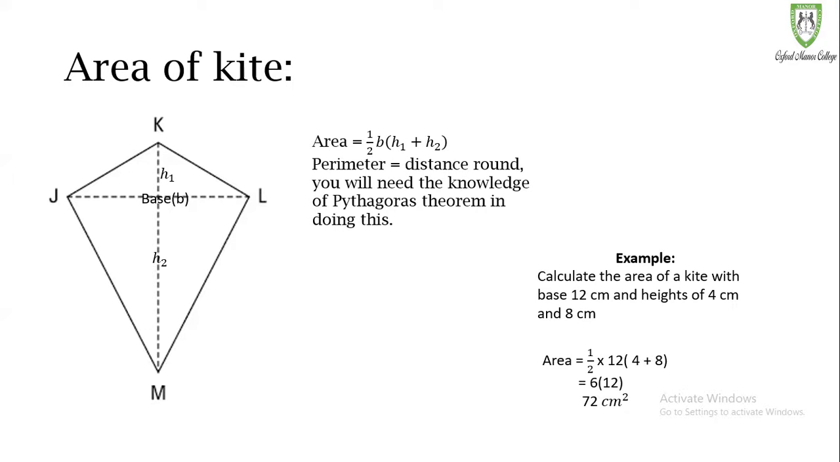Example: calculate the area of a kite with base 12 cm and height 4 cm, and calculate the area of a kite with base 12 cm and the two heights 4 cm and 8 cm. And the solution, we have it there. The base is 12, the two heights are 4 and 8. So you sum up 4 and 8, you multiply by 12, you divide by 2. We have 72 centimeters squared.